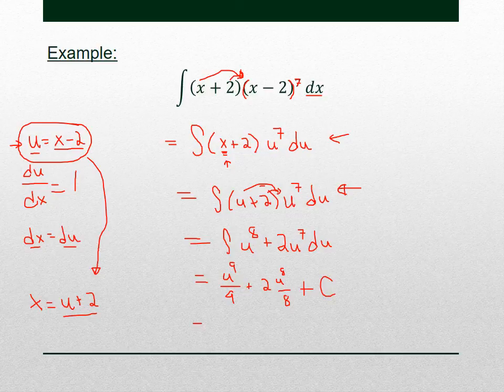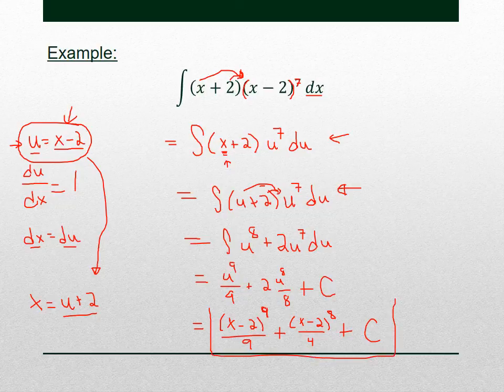And just like we've been doing, our last step is to rewrite everything in terms of these x's. Right? So what do we get when we do that? We get x minus 2 to the 9 over 9 plus, and again here, I don't care if you simplify, if you want to leave it as 2 over 8, or if you want to write it as just over 4, that's fine. What's important is we need to substitute in this x minus 2 instead of u, so we get x minus 2 to the 8 plus c. And there is our antiderivative.